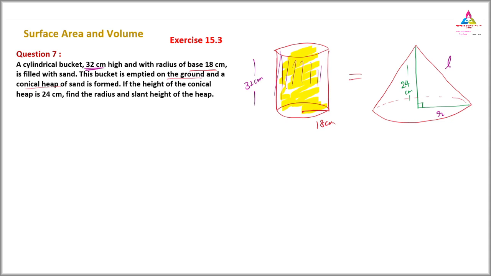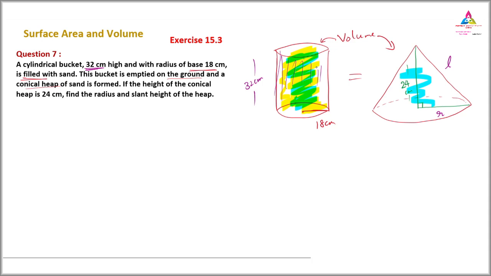Filled, when it comes to fill, it is nothing but the volume. So the volume of the cylinder, how much sand is inside, will remain the same, equal to the volume of the conical heap that is formed. These two volumes will be equal because the same sand which was inside the cylindrical bucket has been emptied outside, becoming a conical heap.